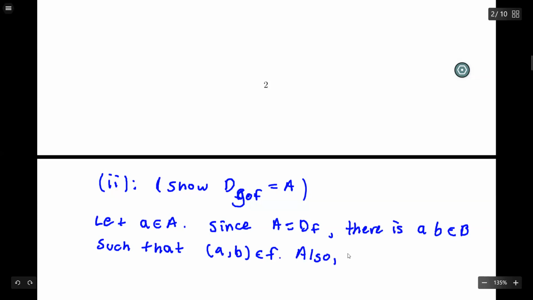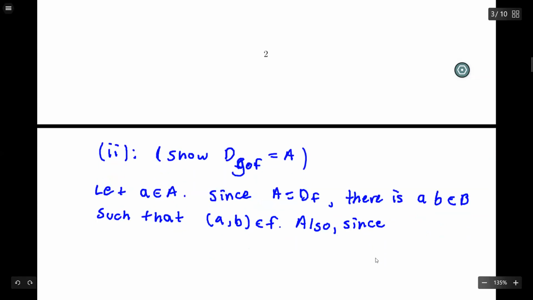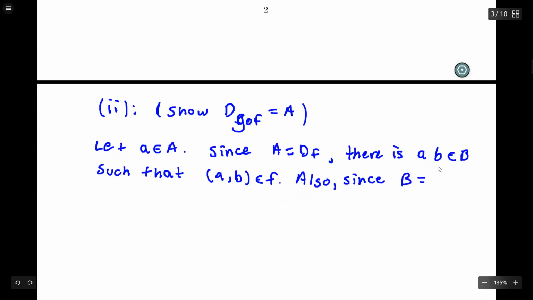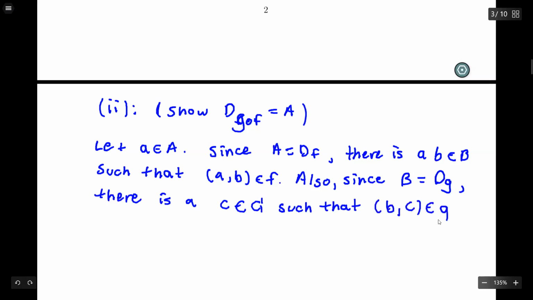Also, since B is equal to the domain of G, there is a little c in capital C such that the ordered pair (b, c) is in G. So by our definition of composition of functions, (a, c) is in G compose F.